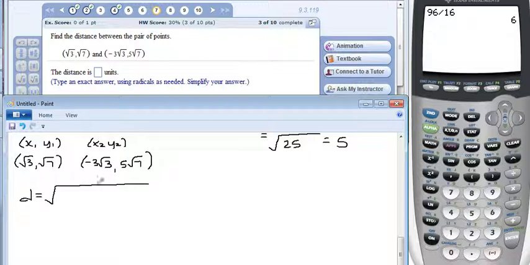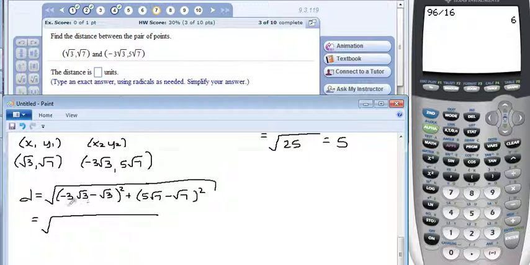What does my distance formula tell me to do? It's going to tell me to take x2 minus x1. So I've got minus 3 roots of 3 minus root 3, right? x2 minus x1 squared plus y2 minus y1. So I've got here 5 roots of 7 minus root 7. And that should be squared as well. So that's your initial setup. You're just going to want to make sure that your points are all where they're supposed to be. You're going to want to slap it into the formula, and then you're going to want to start reducing down, right?